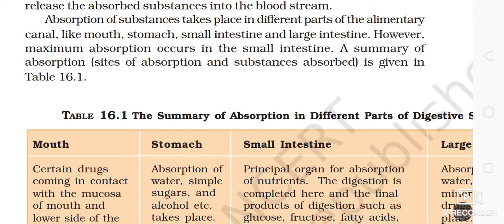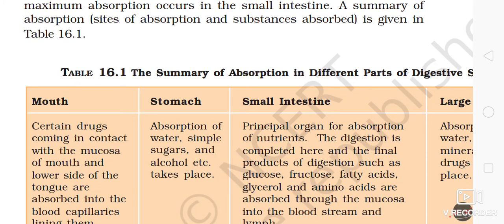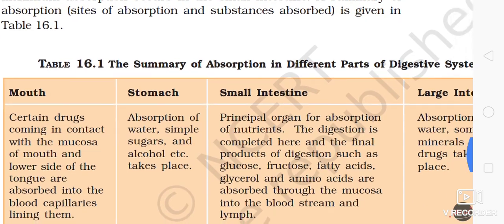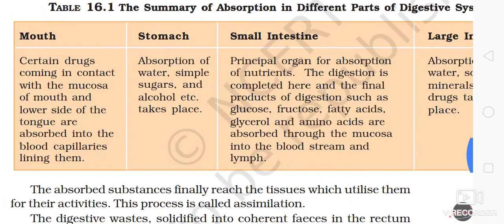Absorption of substances takes place in different parts of the alimentary canal like mouth, stomach, small intestine and large intestine. However, maximum absorption occurs in the small intestine. A summary of absorption, sites of absorption and substances absorbed is given in table 16.1. Now mouth. In the mouth, certain drugs coming in contact with the mucosa of the mouth and lower side of the tongue are absorbed into the blood capillaries lining them.